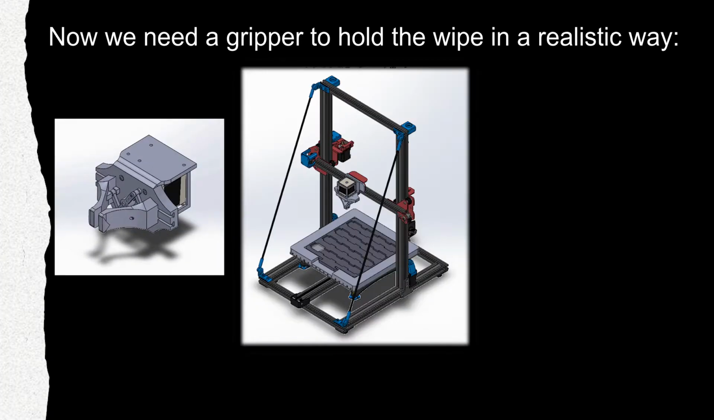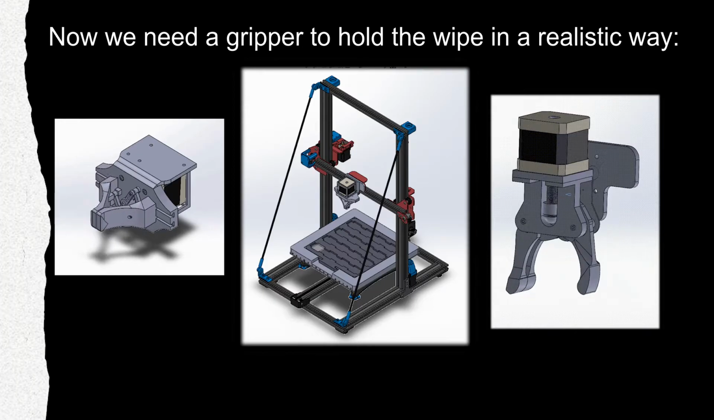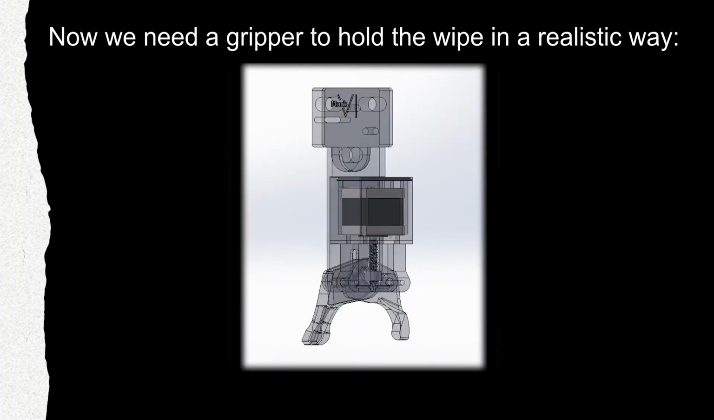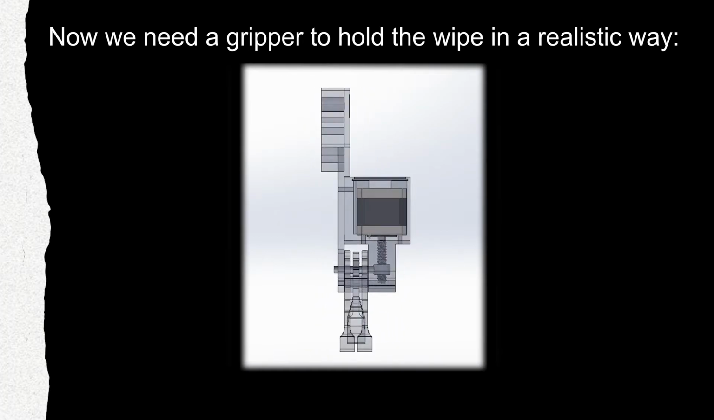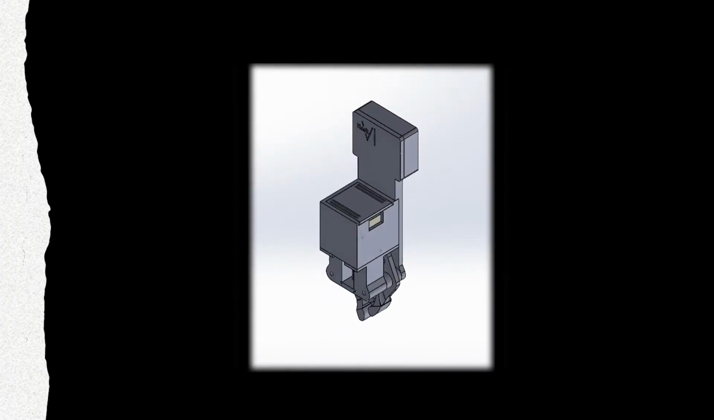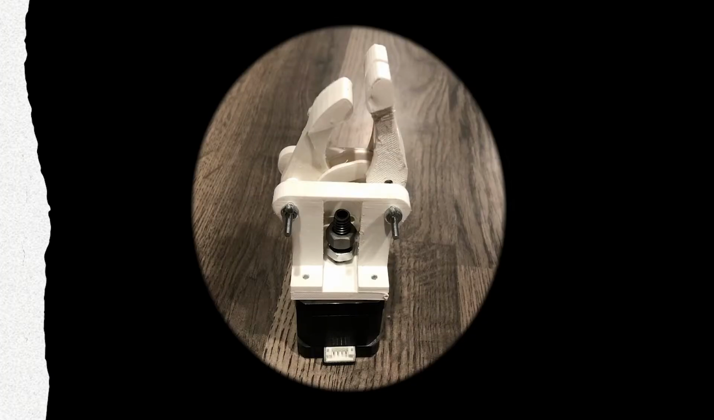Now, we need a gripper to hold the wipe in a realistic way. After a lot of iterating and designing and redesigning, eventually we settled on this. The larger, flatter piece acts as a thumb with two fingers that close together to pinch the wipe in place. The gripper has gone through 6 different design iterations, hence the Mark 6 listed on the back plate of the gripper. The tip of the newest gripper, as shown, is coated multiple times with a silicone finish to allow a better grip on the wipe.